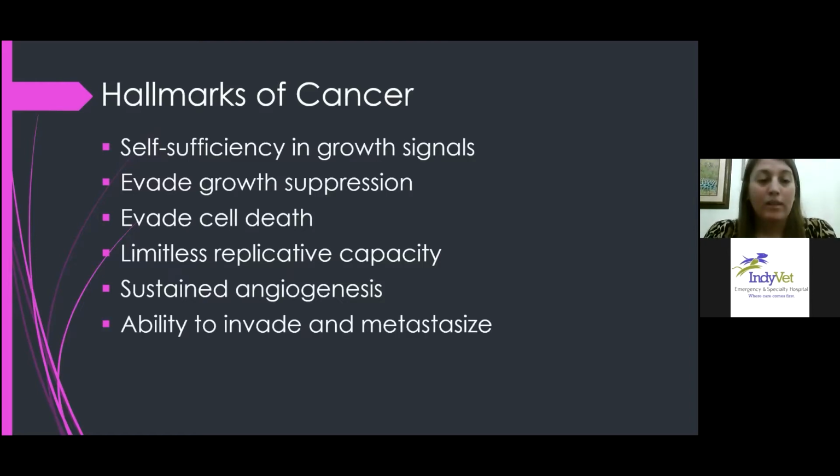And the last one is that it has to have the ability to invade and metastasize. The mechanism for doing this is not fully understood, and different cancers do this in a variety of ways.